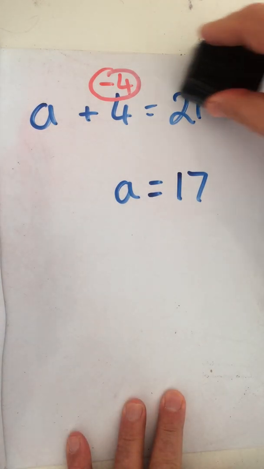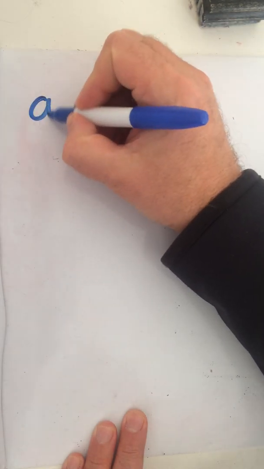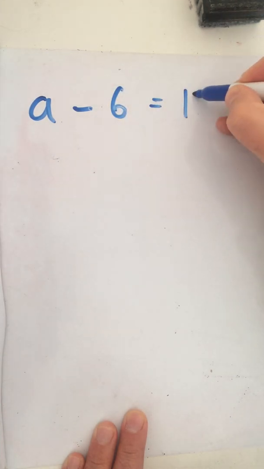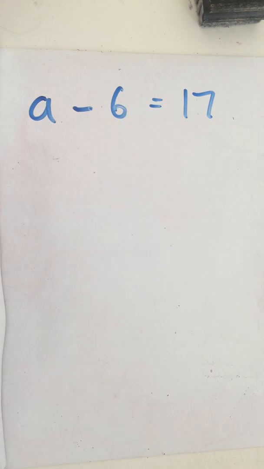Now on your paper, we'll work through this next example together. So just write down, please: a take away 6 is equal to 17. Could you just write that down, please? And I just want us to work together using the method.